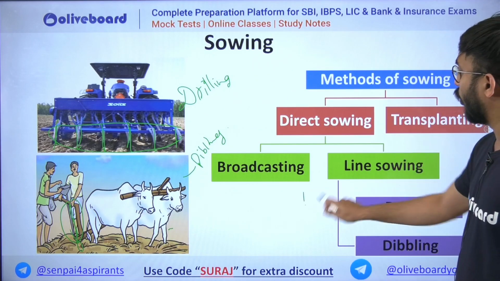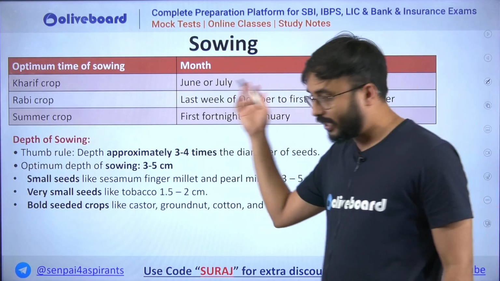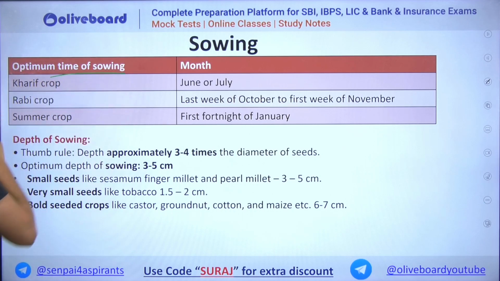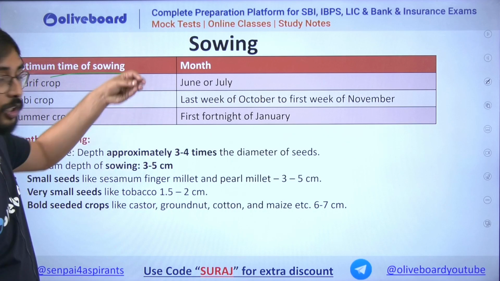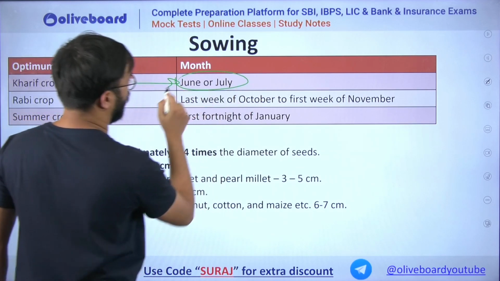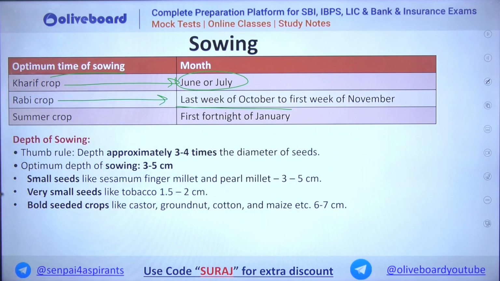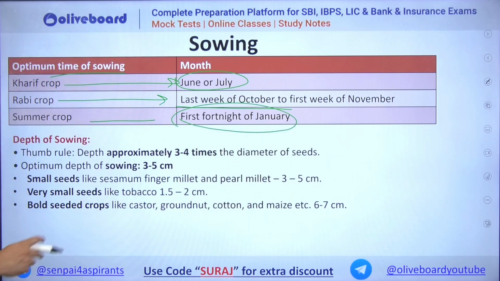So I hope that we are clear with the sowing of the seeds. Now comes sowing as a general process. There is also optimum time of sowing in the field. Optimum time of sowing is nothing but taking the crops and sowing them into your field. So Kharif crop is generally done in June or July. Rabi crop is generally done in the last week of October to the first week of November, and summer crop is generally done in the first fortnight of January.